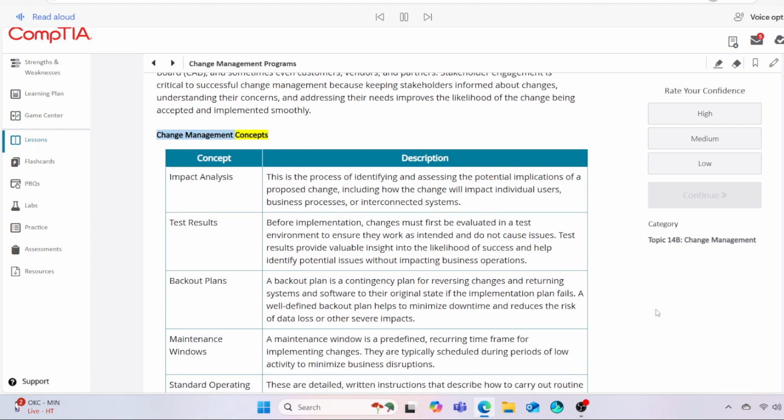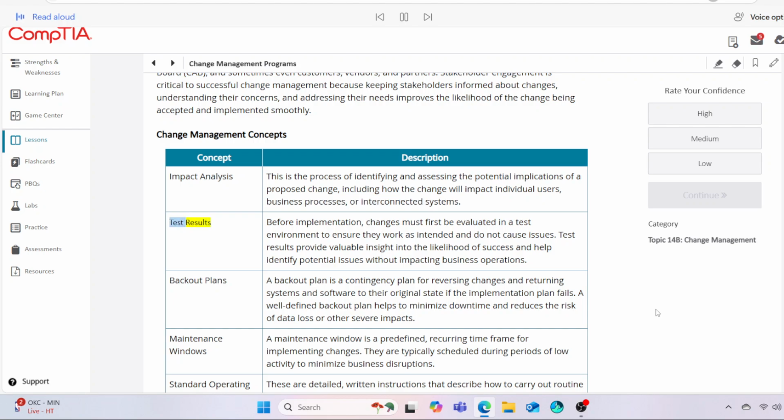Change management concepts. Concept, description. Impact analysis. This is the process of identifying and assessing the potential implications of a proposed change, including how the change will impact individual users, business processes, or interconnected systems.